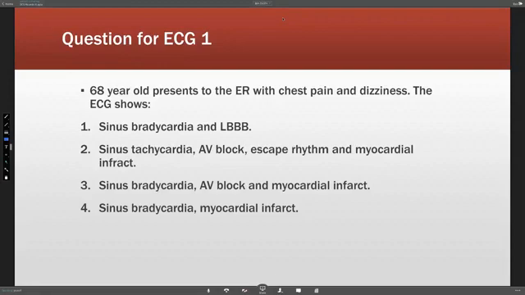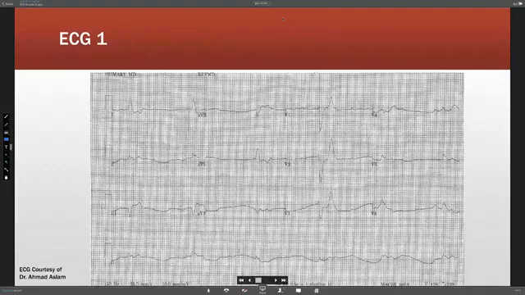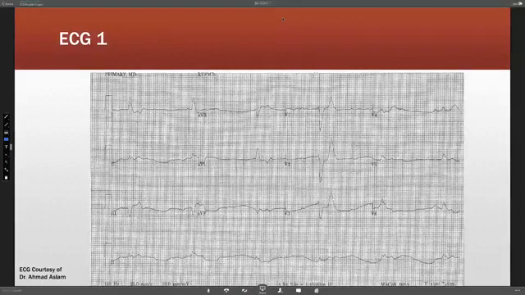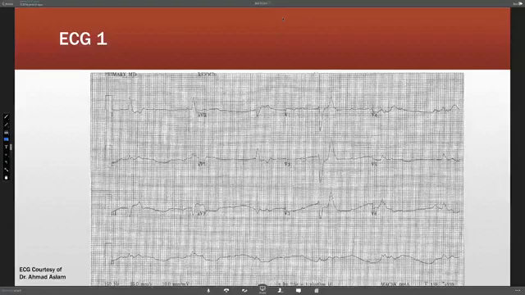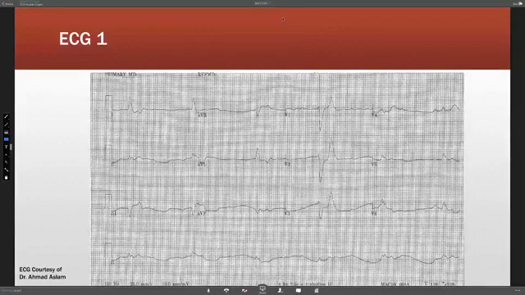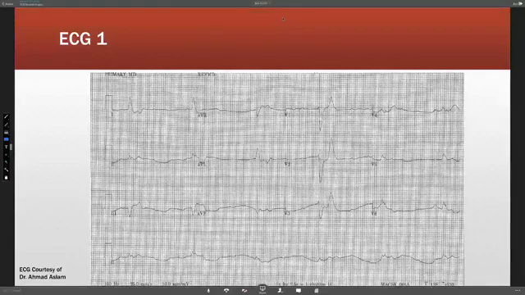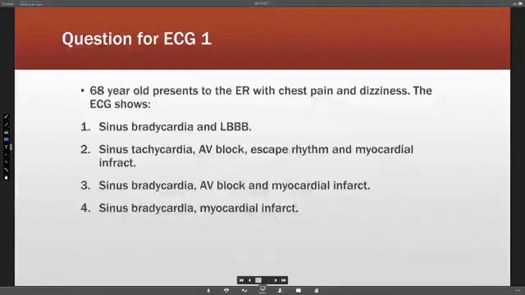So I'll go back to the EKG. Take a look at the EKG. I'll read you the options while you're looking at it, that might make it easier for you to make the choice. Sinus bradycardia and left bundle branch block; sinus tachycardia, AV block, escape rhythm, and myocardial infarct; sinus bradycardia, AV block, and myocardial infarct; or sinus bradycardia and myocardial infarct. Okay, we have an option 3 chosen. Okay.